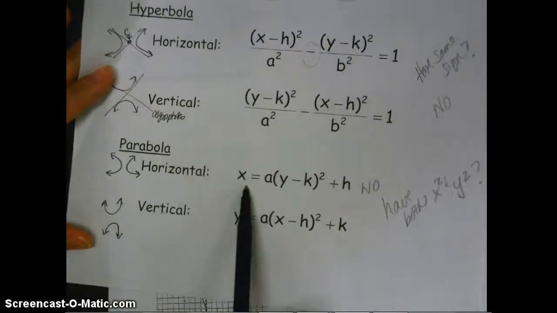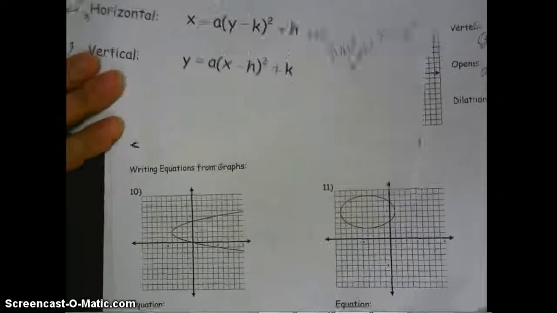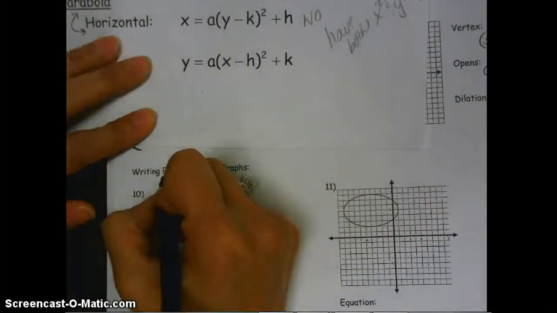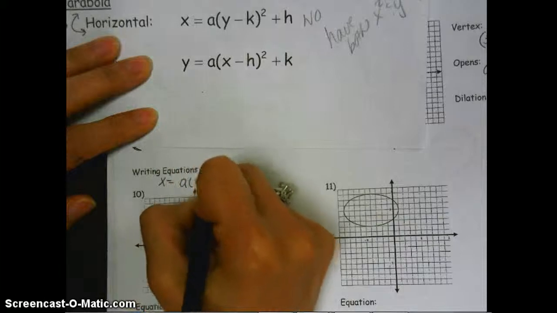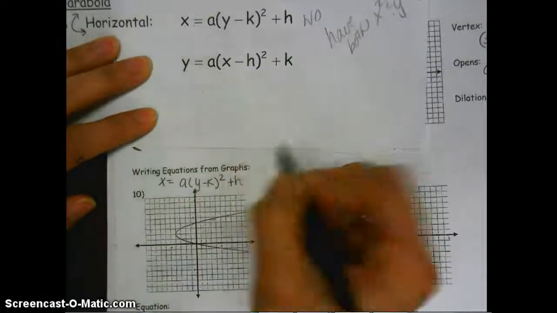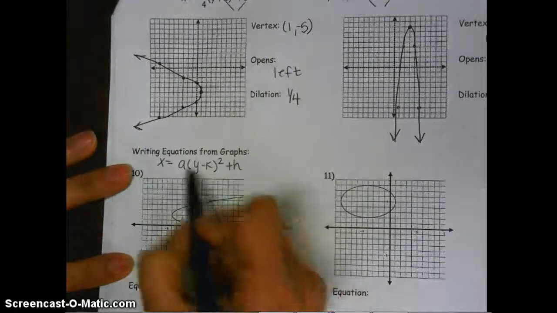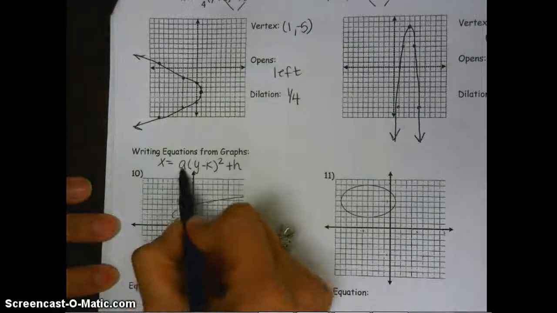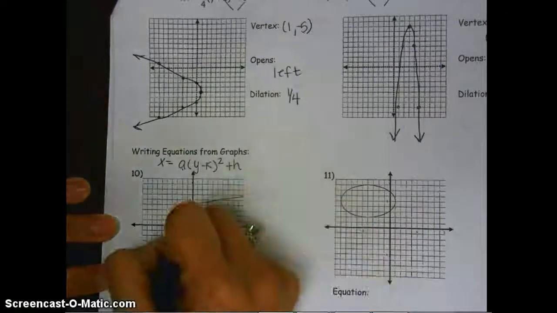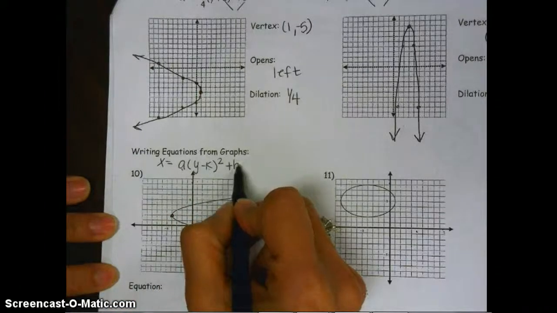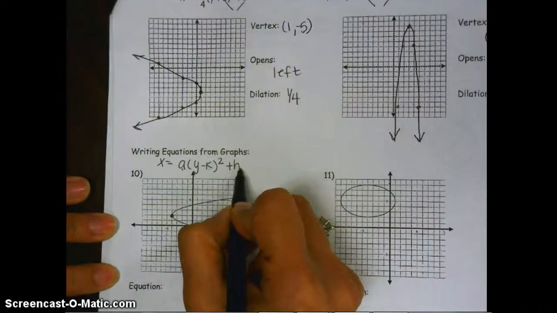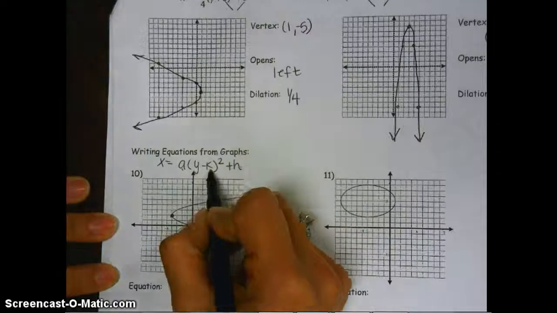So the general format should look like this, right? So I'm going to copy that on the top up here. So x equals a times y minus k squared plus h. Because it's opening to the right, I know that a has to be a positive number. Okay. Next, what I need to do is identify the vertex, because the vertex is the k and the h value. Be careful that you're substituting the x value into h and the y value into k.